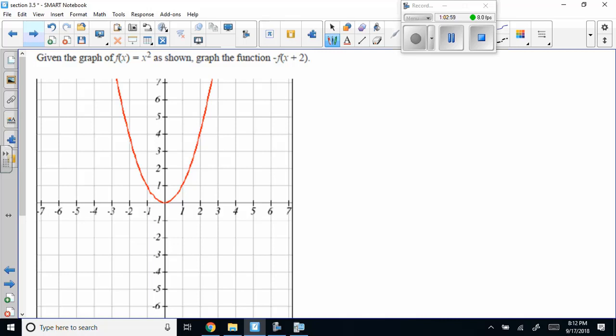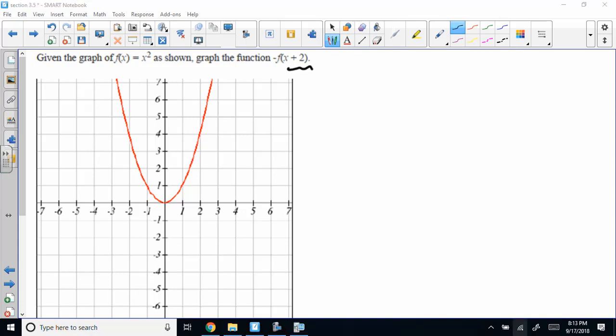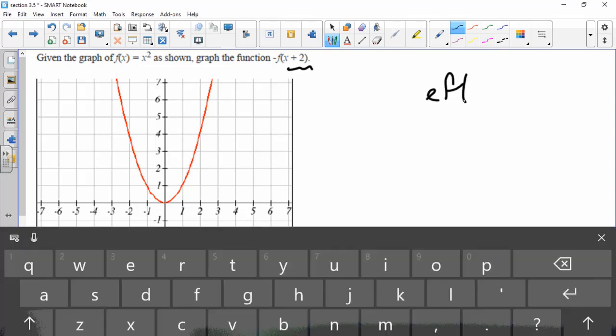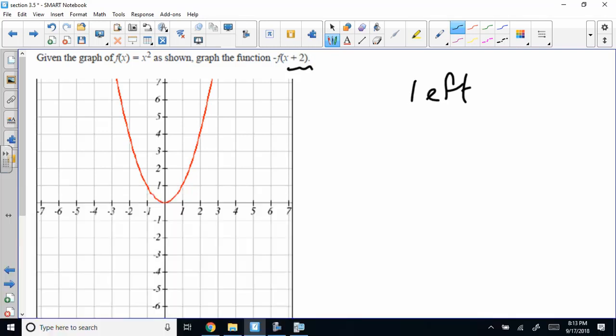Anyway, let's look at this one. Given the graph of f(x) equals x squared as shown, graph the function negative f of x plus 2, right? So let's look at our transformations. First off, what is the x plus 2 doing to it? Yeah, it's going left how many? 2, right? Correct?